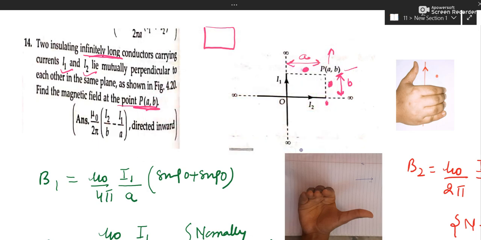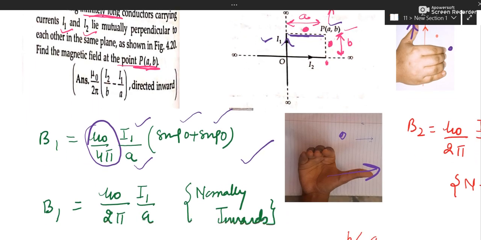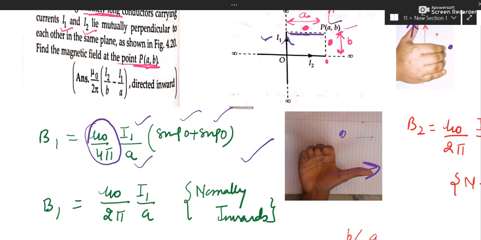So keep in mind that first magnetic field will be mu naught by 4 pi, I1, and the perpendicular distance would be the x coordinate. Okay. And sin 90 plus sin 90. What about the direction? Current is like this, so this is current. The magnetic field here would be inwards. So right here, normally inwards. And similarly, for the second wire, current is like this, and the point is here, and it is outward. So you'll have to subtract. You'll have to subtract. Again, in subtraction, which will be kept first?